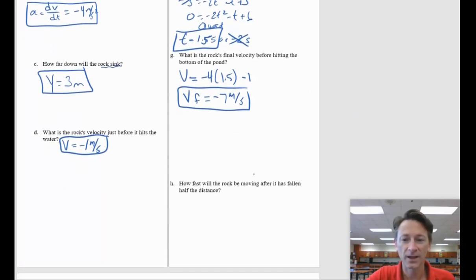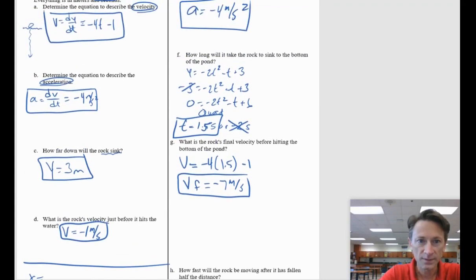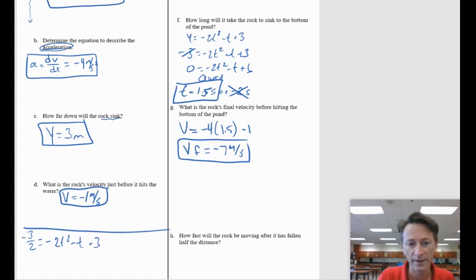And then lastly, how fast will the rock be moving after it has fallen half of the distance? So again, we're going to do more or less the same. I think I'm going to run out of space here, so I'm going to commandeer this side of the screen. So y equals -2t squared minus t plus 3. If I want to know where it's gone half of that, then I'm going to have -3/2. So it will have traveled half of that down, or -1.5.